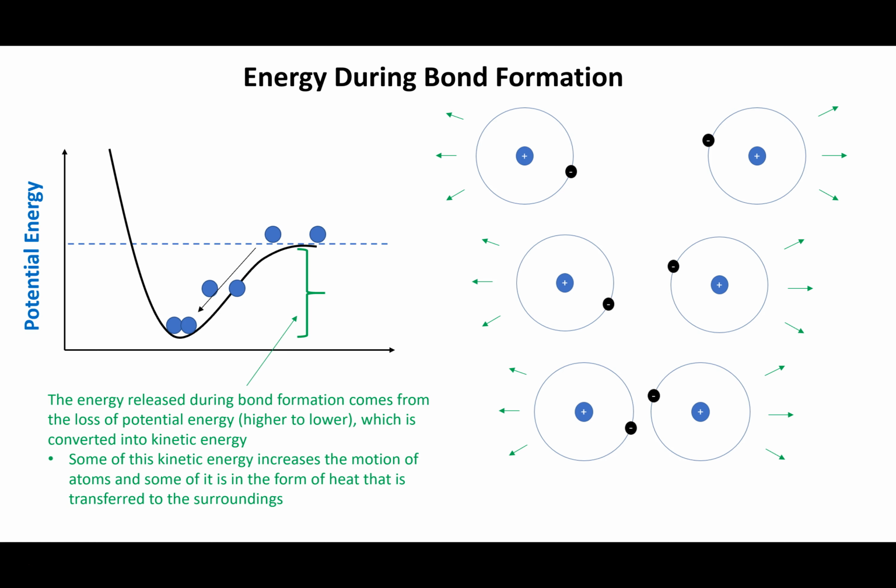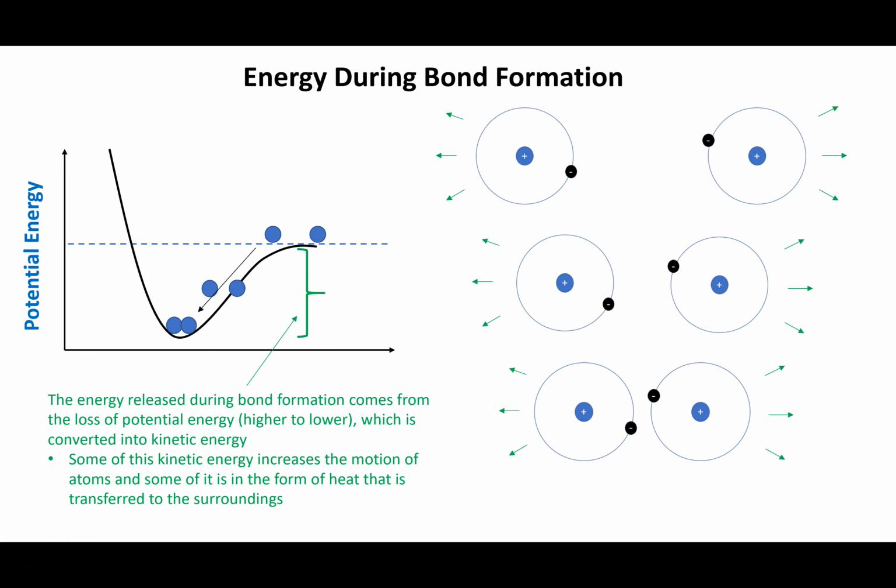So the energy that's released during this bond formation process, going from here all the way down to here, that loss in potential energy, going from a high potential energy state to a lower potential energy state, is converted into kinetic energy. Some of that kinetic energy increases the motion of the atoms themselves, but some of it is actually in the form of heat that's transferred to the surroundings.